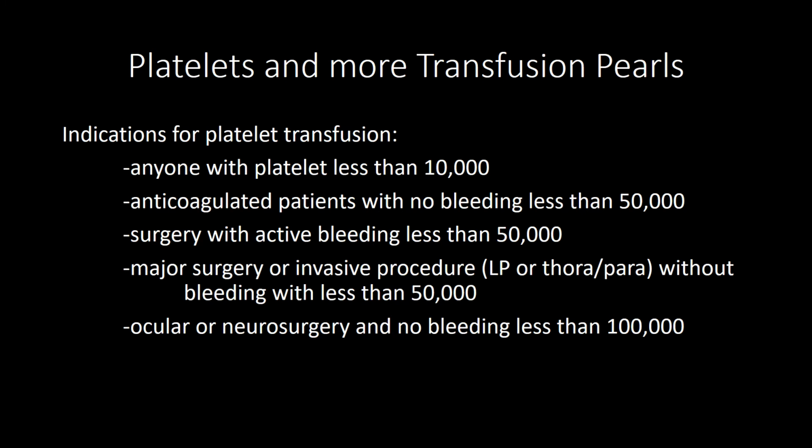All right, so moving over to platelets and a couple more transfusion pearls. The indications for platelet transfusions are anyone with a platelet less than 10,000, anticoagulated patients with no bleeding but less than 50,000 platelets, surgery with active bleeding less than 50,000, a major surgery or invasive procedure such as a lumbar puncture, thoracentesis, or paracentesis without bleeding with less than 50,000, or any ocular or neurosurgery without bleeding less than 100,000 platelets.